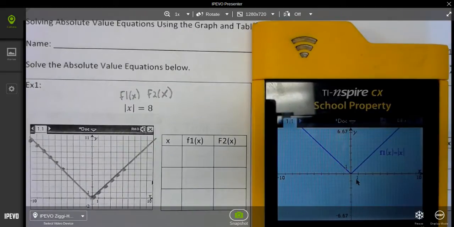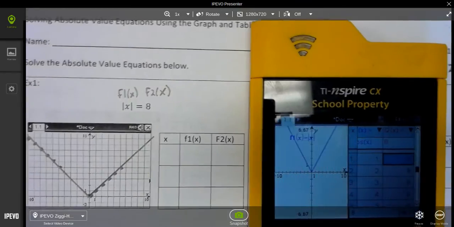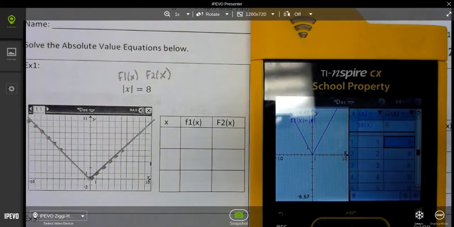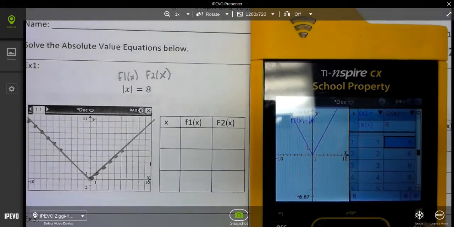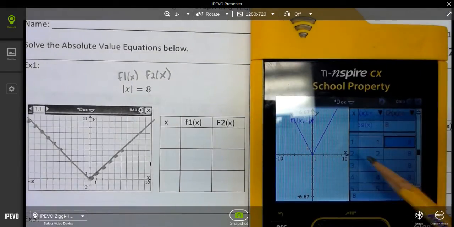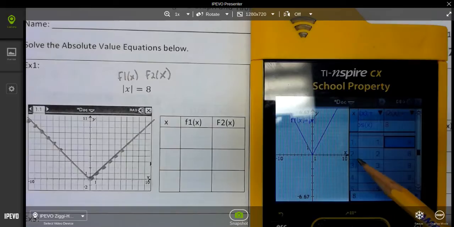Press Control T. So Control T, click to the right to see the table, and I'm hoping you see that all the values are 8. Okay, so when x is 1, y is 8. When x is 2, y is 8. When x is 3, y is 8. So we're going to graph those.